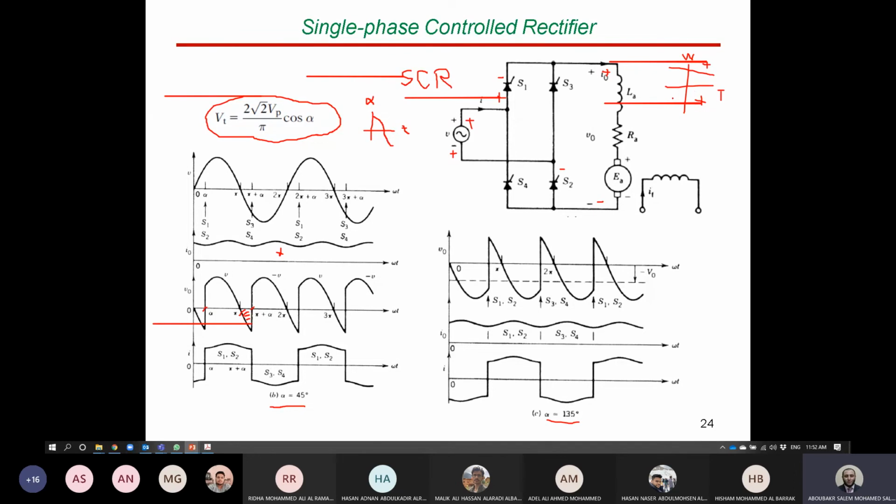So the speed direction will be converted and the torque will not be converted. So this is considered as regenerative braking for the third quadrant, which is the fourth quadrant now. So this represents quadrant number 1, and this represents quadrant number 4. Okay, guys. Is it clear, guys?